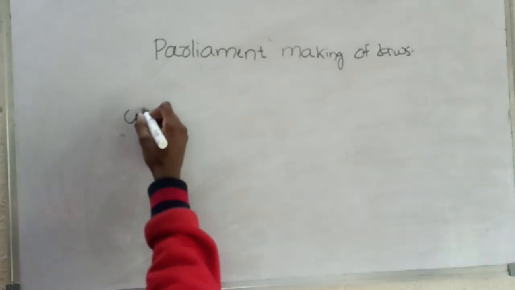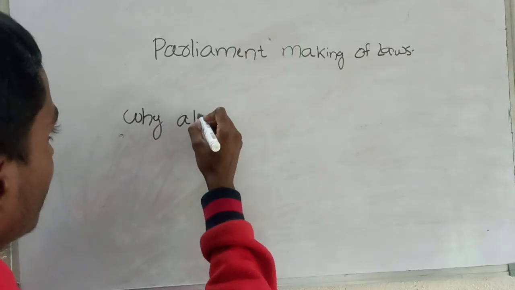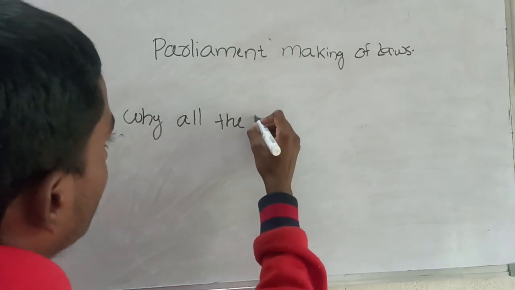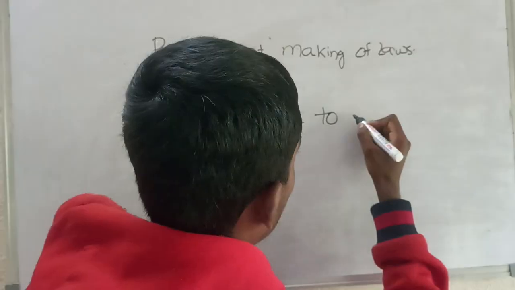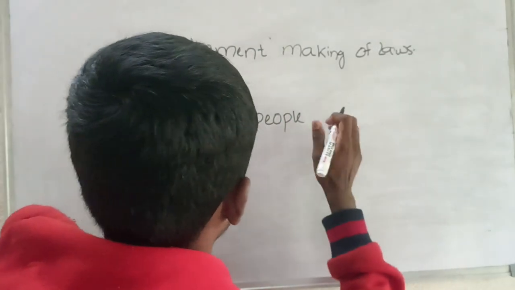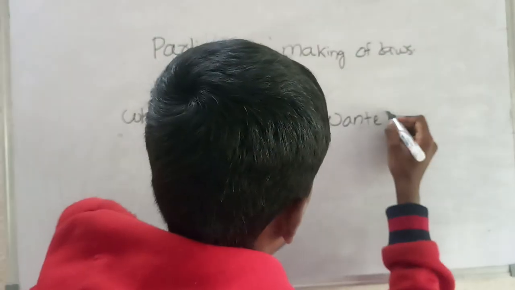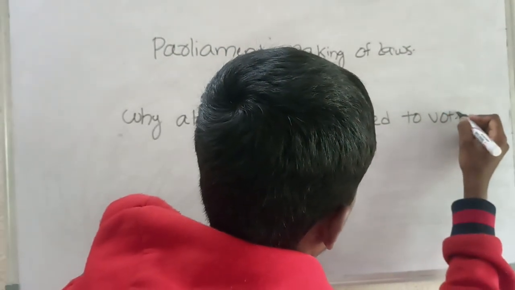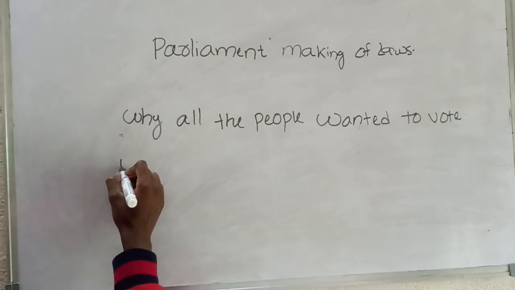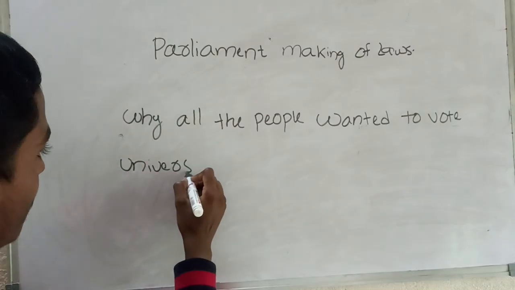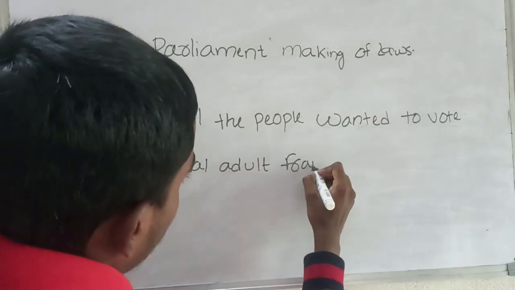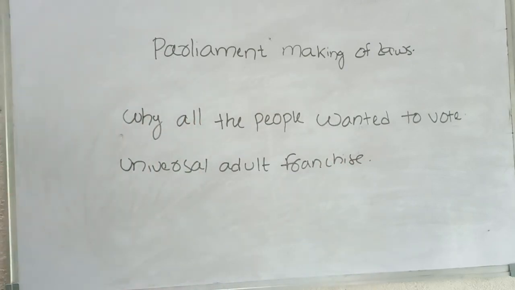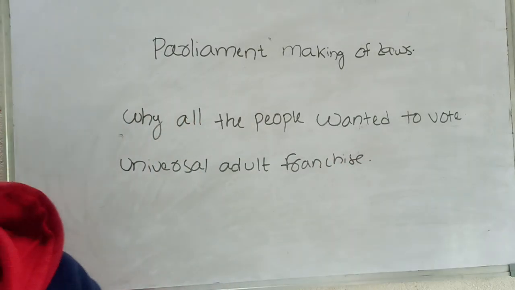So I wanted to start with a question. If you know, comment. Why did all the people want to vote? And how was universal adult franchise introduced in our India? Okay, so let us see.